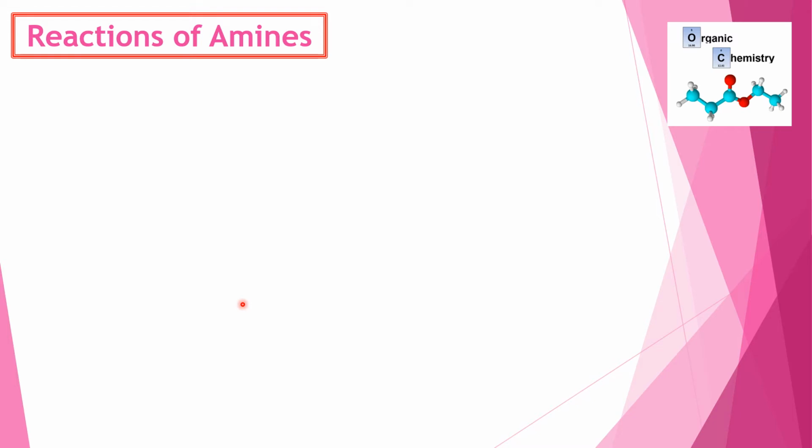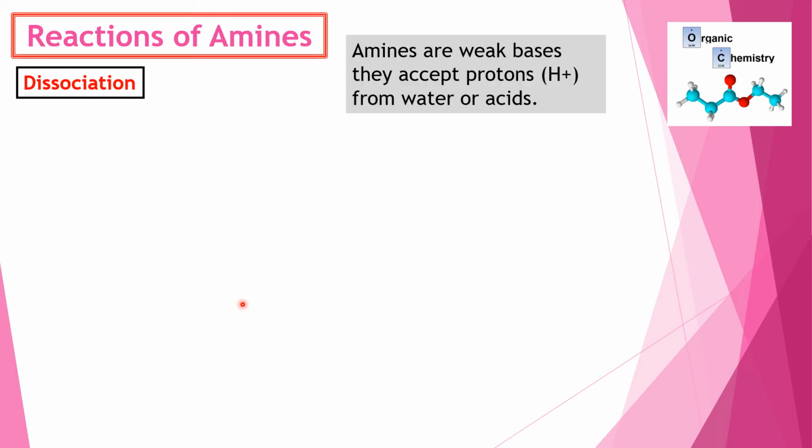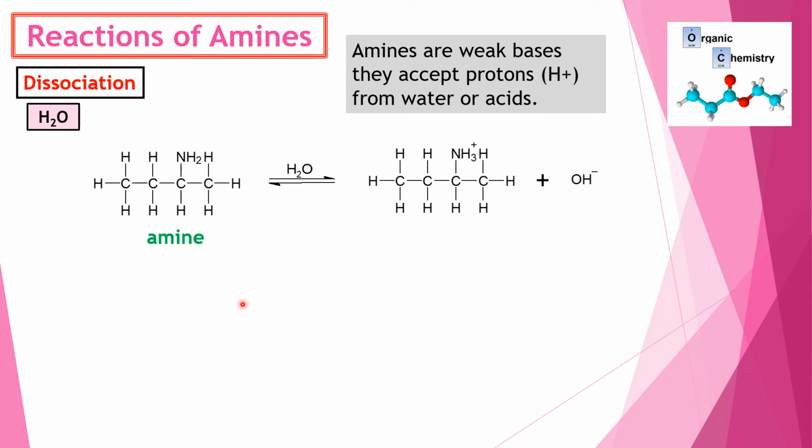Okay, so let's look in detail at these three reactions. The first reaction we're going to look at is a dissociation reaction, and this comes about because an amine is a weak base. It's going to partially dissociate when we add it into a solution of water. It will react with water. Essentially what happens here is the water is going to donate a proton to this amine group.